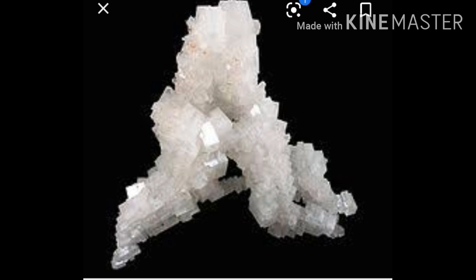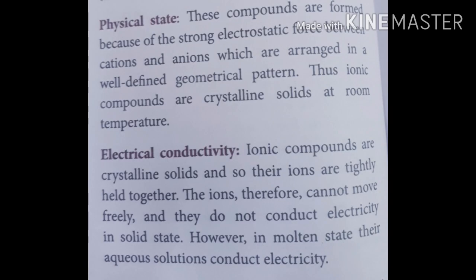This crystalline nature is nothing but the picture that you are seeing on your screen. It is because of the strong electrostatic force between the cation and anion. In sodium chloride, Na+ is a cation and Cl- is an anion. These two charged particles have a strong electrostatic force of attraction between them, so it becomes crystalline in nature. So the physical state is crystalline at room temperature.